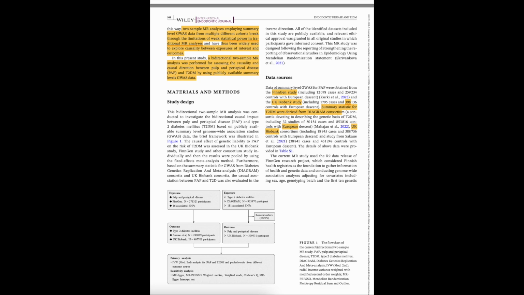They used two-sample Mendelian randomization from two different genome-wide association datasets. The first one was taken from FinnGen, which is based in Helsinki, from Finnish participants, and the second was the UK Biobank, where all participants were European, recruited across England, Scotland, and Wales. The study selected 16 genetic variants, SNPs, associated with pulp and periapical disease, and 181 SNPs associated with diabetes mellitus.